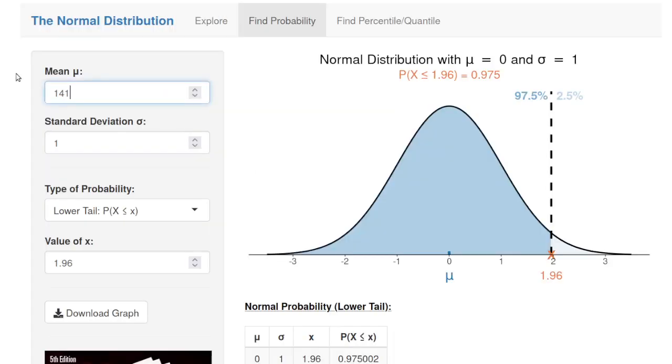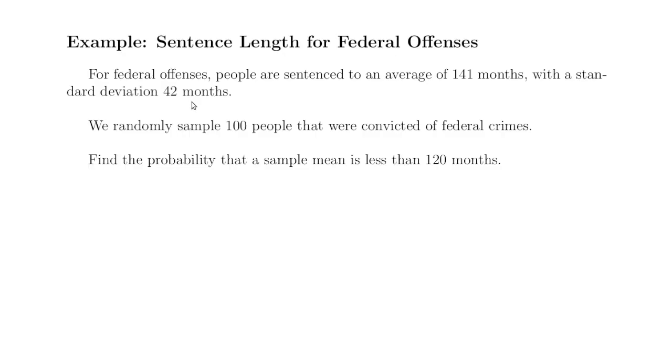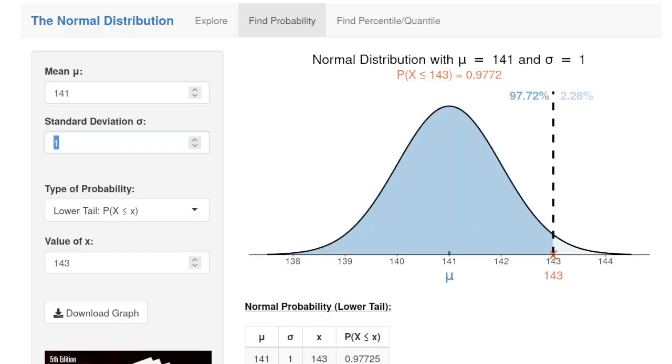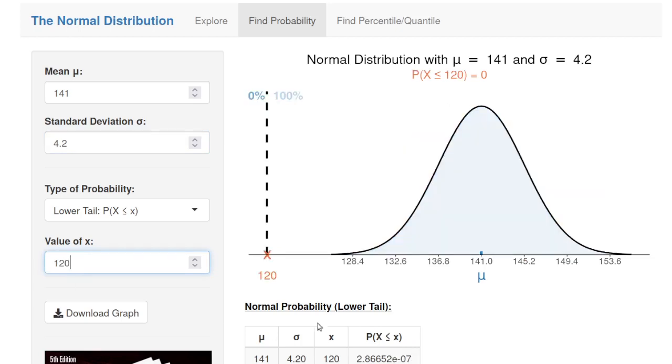Our mean is 141. And our standard deviation, I'm not going to say it's 42. That's the standard deviation of the population. But we're going to look this up in the sampling distribution. So that one was 4.2. And now what we can do is say, well, the probability of having an average less than 120 is essentially 0%. You can see down here, it's 0.000002. So we'll say it's very, very small.